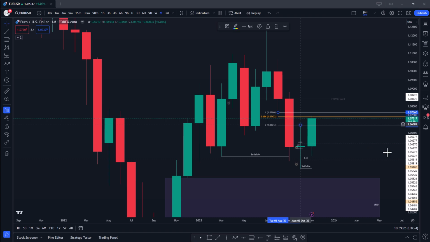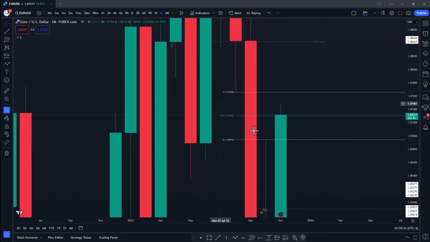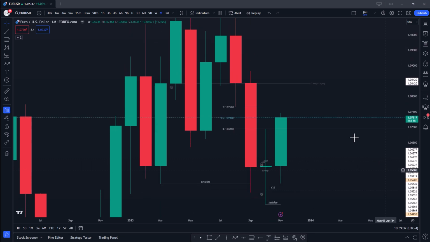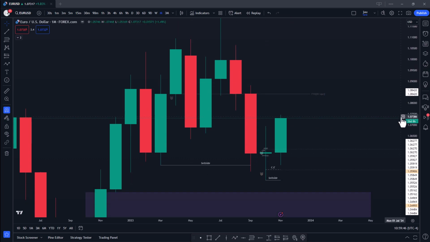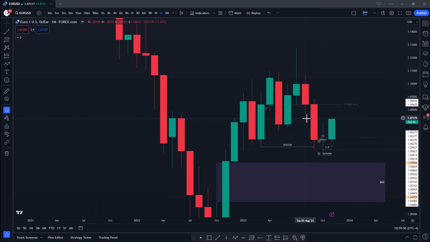When you measure the fair value gap, we can see already that we've passed more than the 50%, the consequent encroachment of this fair value gap on euro. And another thing to note is that above this fair value gap, we have the true year opening. Of course, those that might not know should check out Daye on YouTube, his quarterly theory.